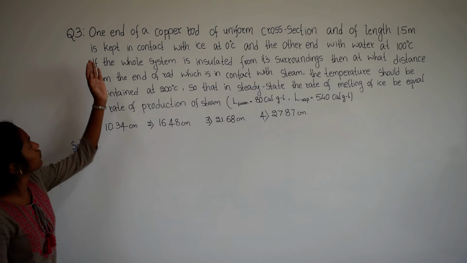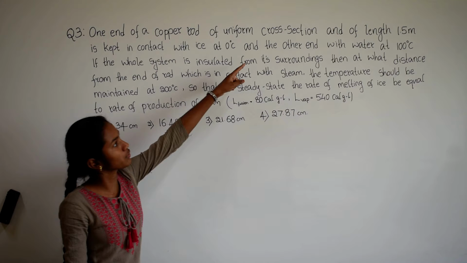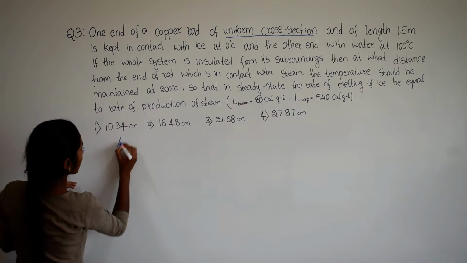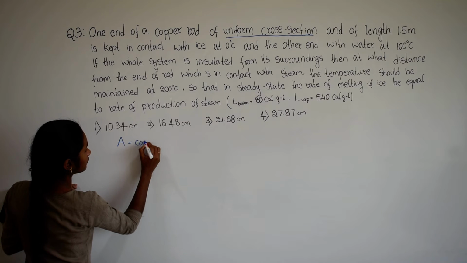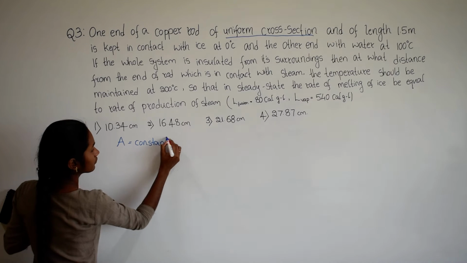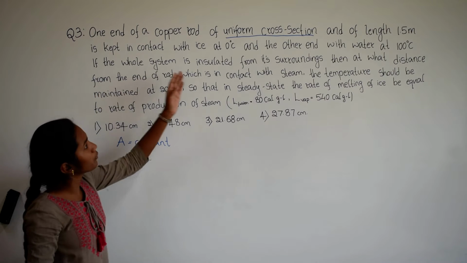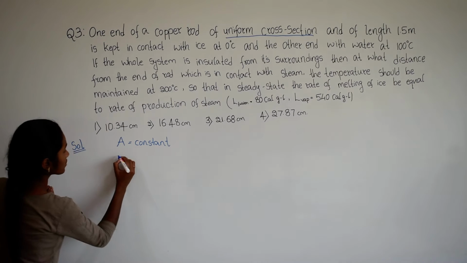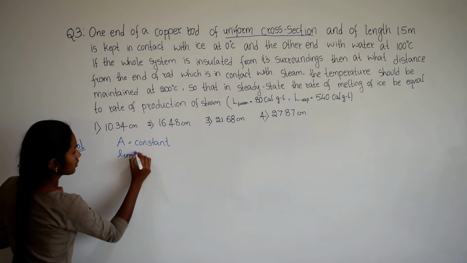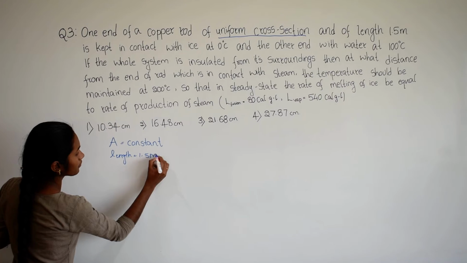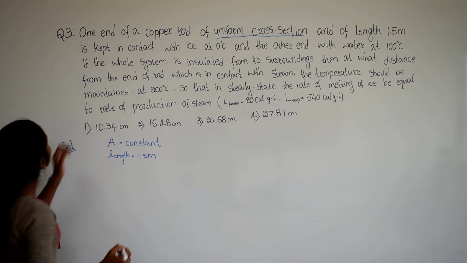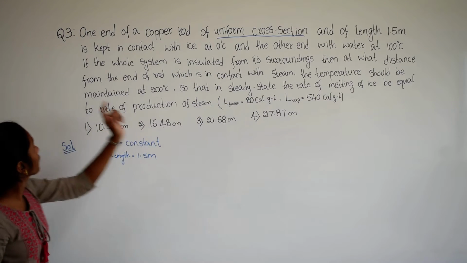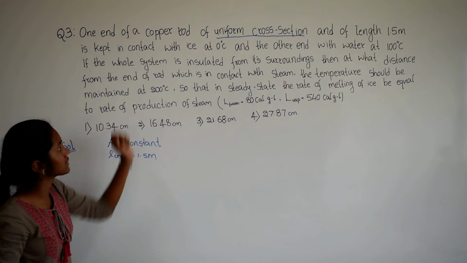Okay, in the given question, one end of a copper rod of uniform cross section is noted, so the area will be constant. The length of the copper rod is given as 1.5 meters, and the whole system is insulated.